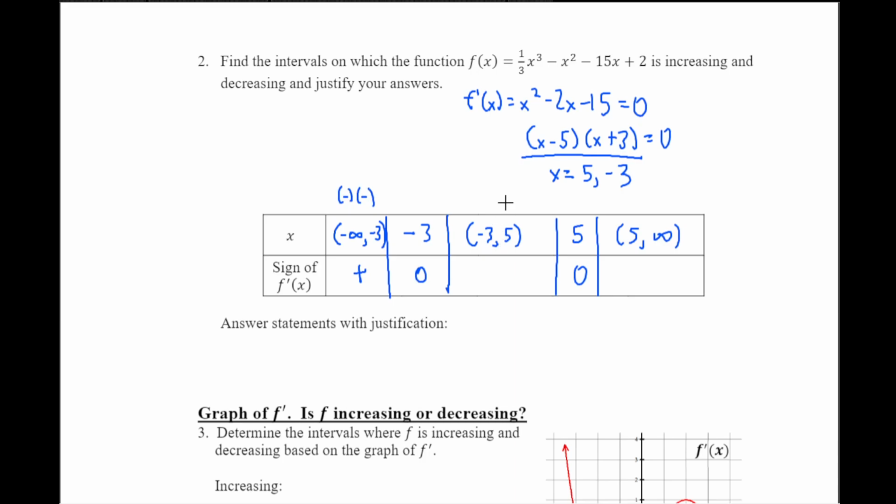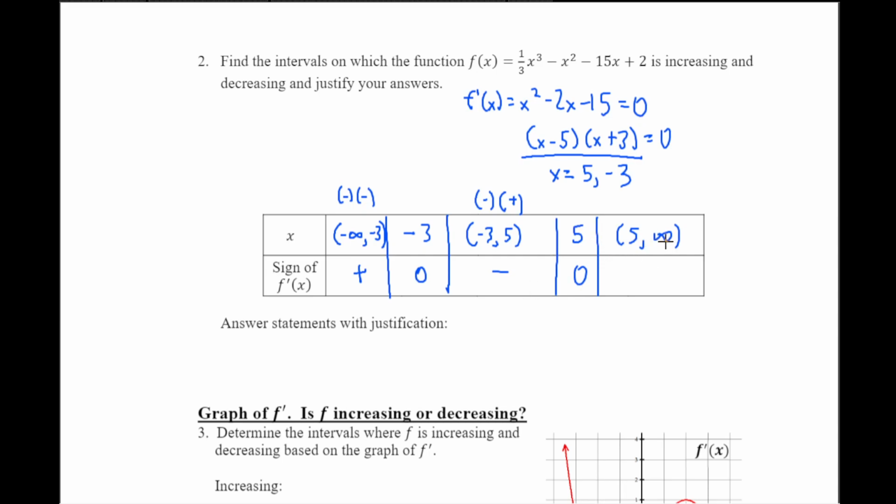So if we plugged in a 0 here, right? A 0 minus 5, that's a negative. 0 plus 3, that's a positive. A negative times a positive is negative. Again, for each of these intervals, you can pick anything that's in between. You will get the same result.